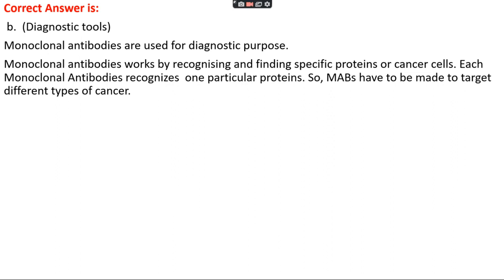They are antibodies which mainly work by recognizing and finding a specific protein or a specific type of antigen only, like one kind of cancer cell only. So they only recognize one particular protein. These monoclonal antibodies are widely used in cancer diagnosis cases.